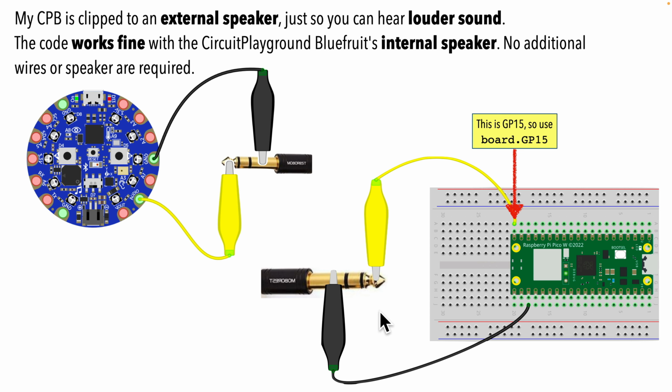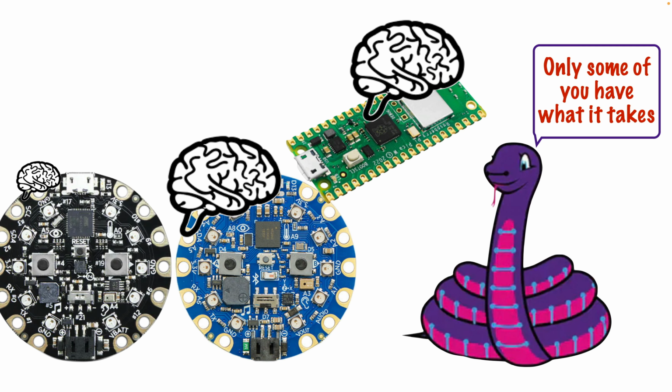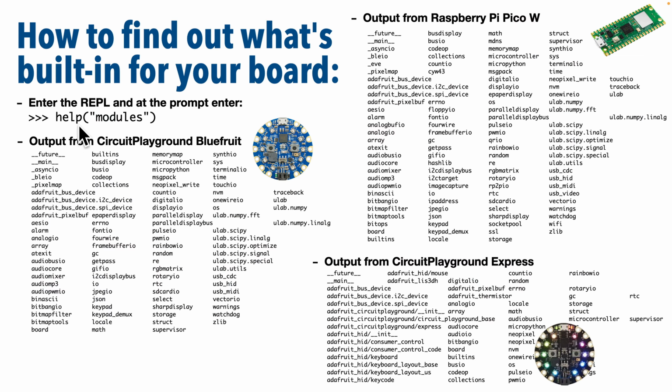Now, if you're not using a CPB or a Raspberry Pi Pico, know that only some boards can play MP3 files. To find out if your board can run MP3 audio, you can enter the REPL and use the help modules command that we learned about in an earlier lesson. If you see audio MP3, like I'm showing here for the output for the CPB and the Pico, you're golden for MP3 play. If you can't find audio MP3 in your output, you're out of luck.